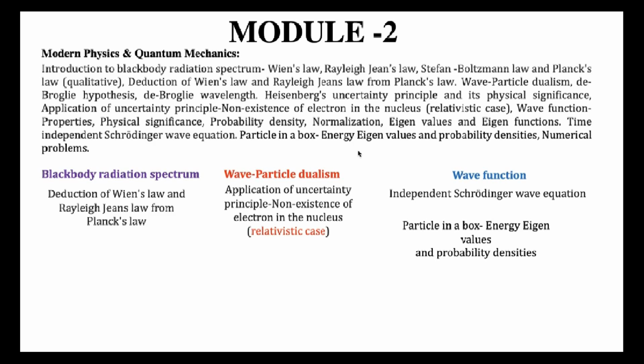Now in the case of wave particle dualism you have an 8 to 10 marks question, that is the non-existence of the electron inside the nucleus by using the relativistic case, and black body radiation, that is reducing Planck's law to Wien's law and Rayleigh-Jeans law. These are the important concepts you must cover.